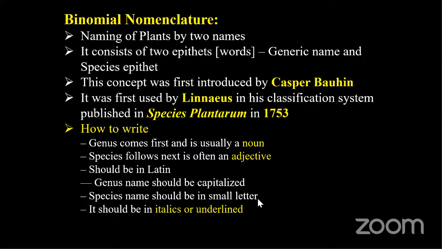And when we type these names, they should be in an italic font, or if we write these names, we should separately underline these two words, that is genus and species. So these are certain important aspects of the binomial nomenclature.